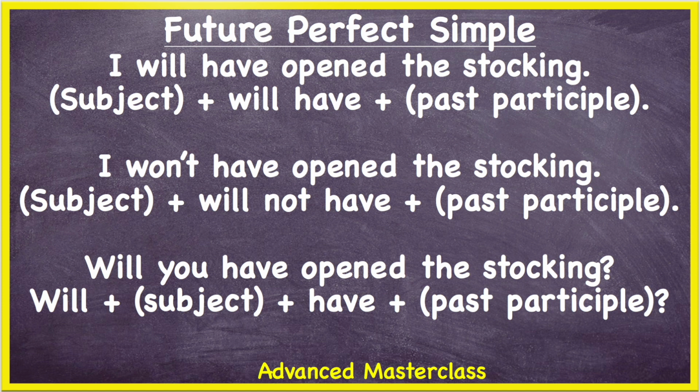I won't have opened the stocking. Subject plus will not have plus past participle. So again, we have the negative in between two words. It's between the will and the have. I will not have opened. And then the last one, the question, will you have opened the stocking? It's will plus subject plus have plus past participle, which here is opened. And this is only in the advanced masterclass.